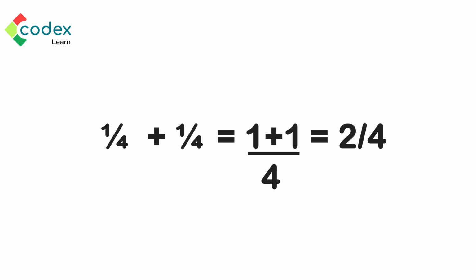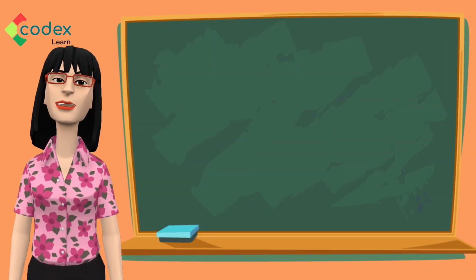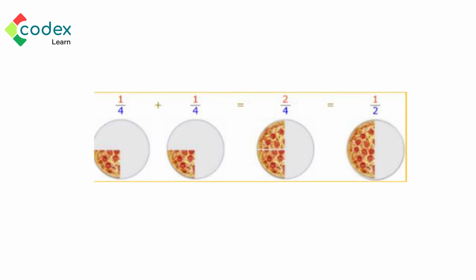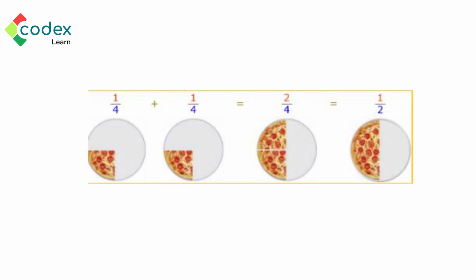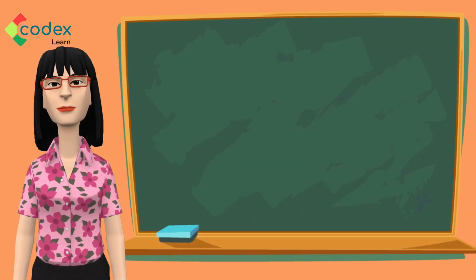Step 3. Simplify the fraction. 2 divided by 4 equals 1 above 2, which is also 1 divided by 2. In picture form, it looks like this. And do you see how 2 above 4 is simpler as 1 above 2?